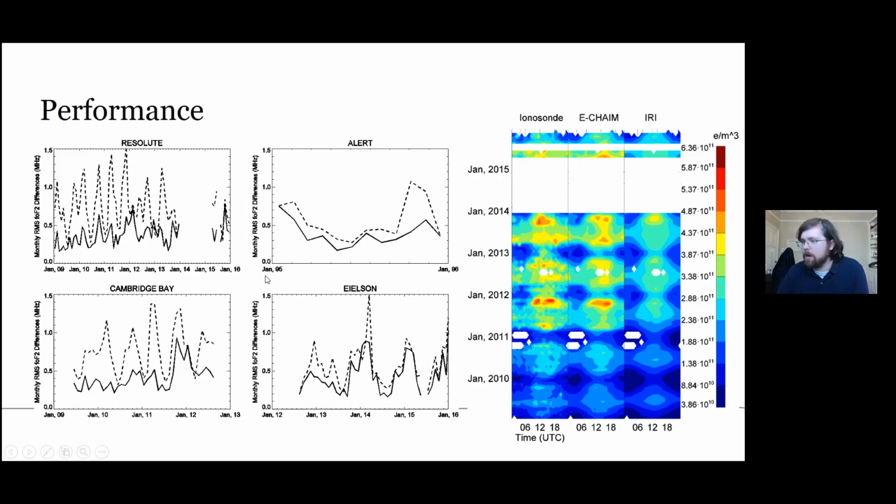and Eielson is well within the auroral oval. And you can also see that the performance between the two models, the IRI and E-CHAIM, tends to converge a bit as we start getting into the auroral oval and below. And this is kind of what we expect. The IRI is a pretty good model for mid-latitudes, so it's good to converge to it at your lower boundary.